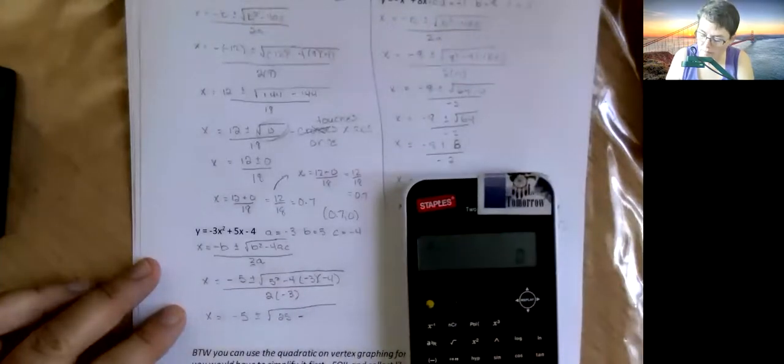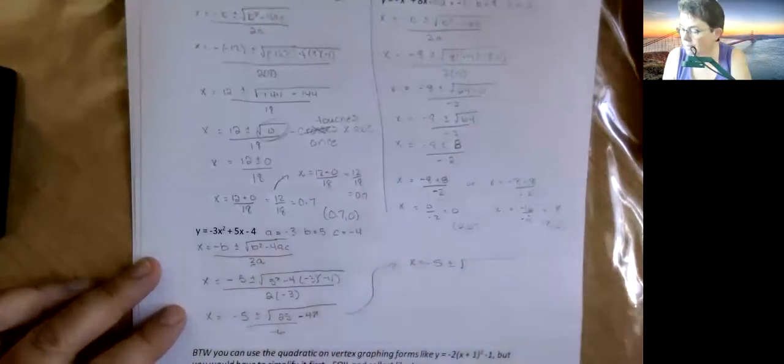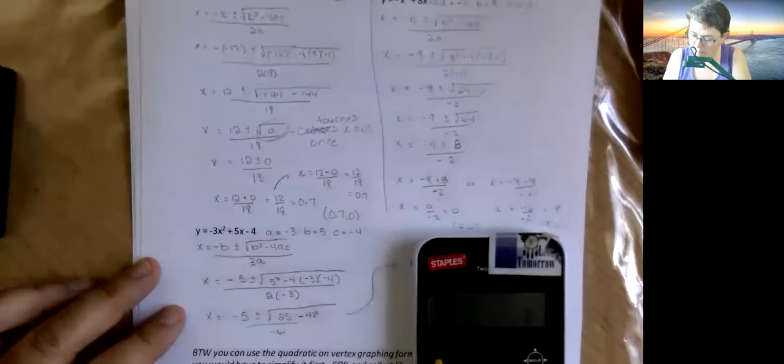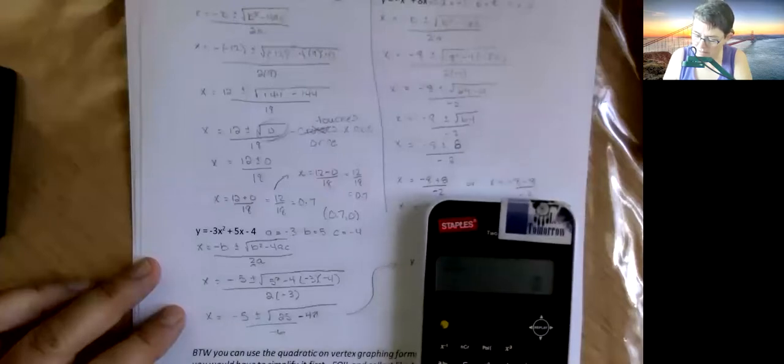X is equal to minus 5 plus or minus 25. Now we've got a minus and a minus and a minus. That's going to make me a minus. Pretty sure 4 times 3 times 4 should be 48. Yes. Minus 5 plus or minus. Right. Yeah. 25 minus 40. Oopsies. Too much. 25 minus 48. Negative 23.